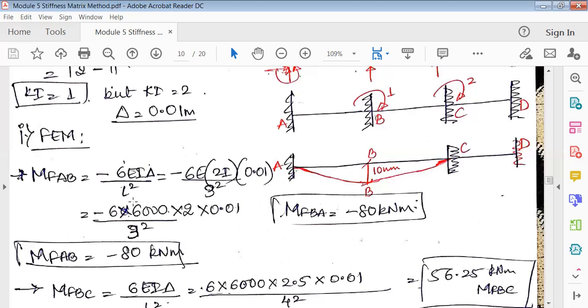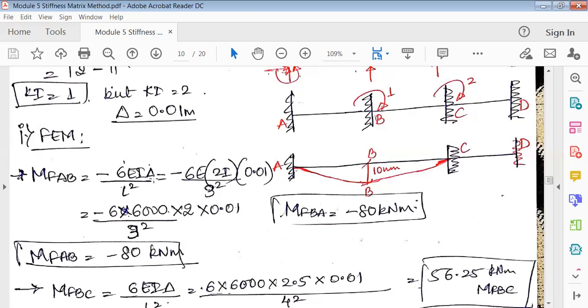It is the same formula which we have used. Now you can see here for AB, the right side support is sinking, so it is minus 6EI delta by L square. So it is 6EI, that is 2I.